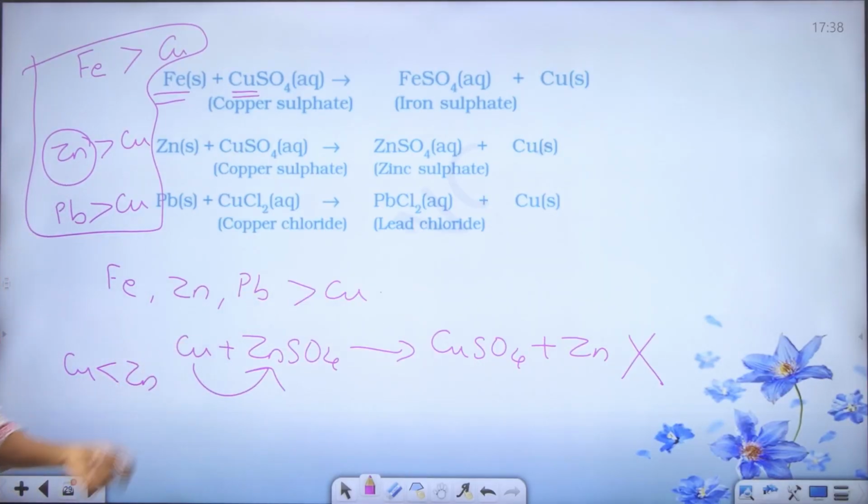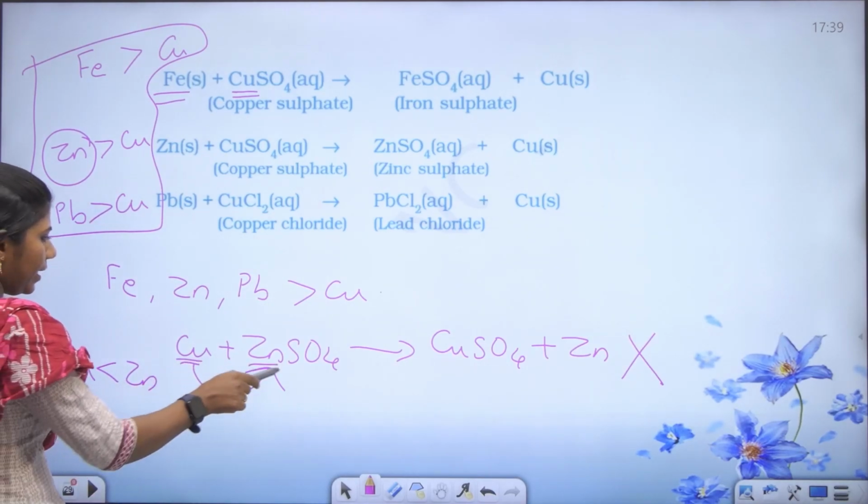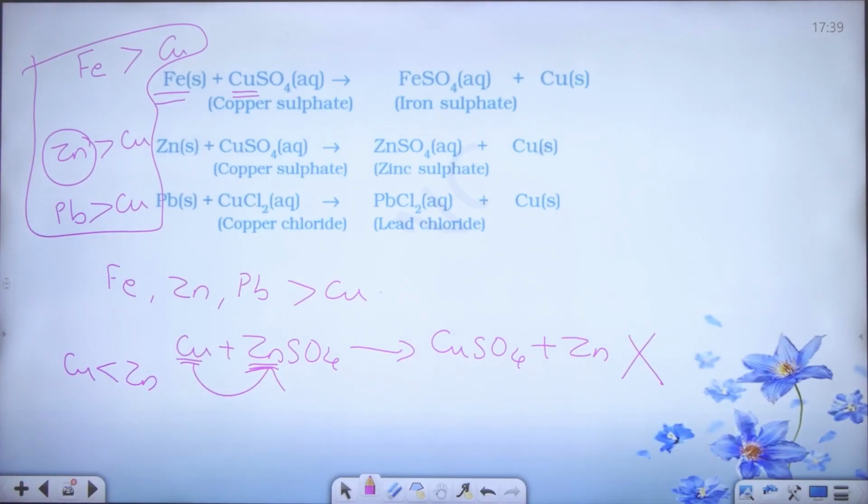Cu plus ZnSO4 gives CuSO4 plus Zn. This reaction is not possible, because zinc is more reactive than copper. So, copper can't displace zinc from its compound. Okay.